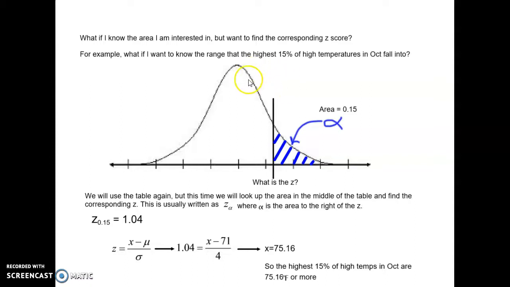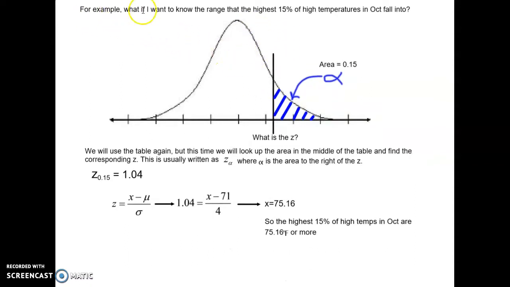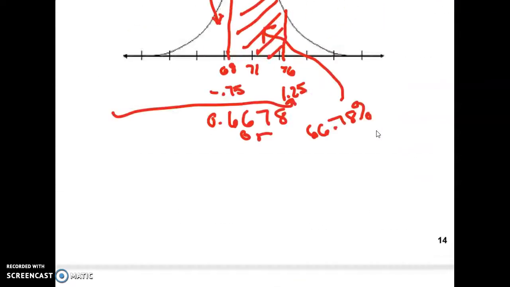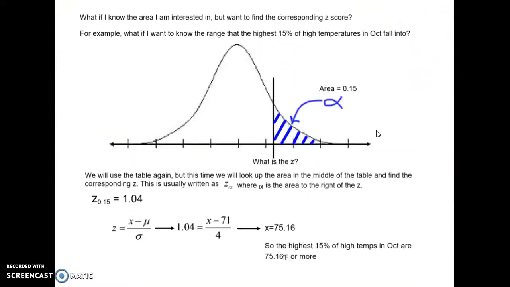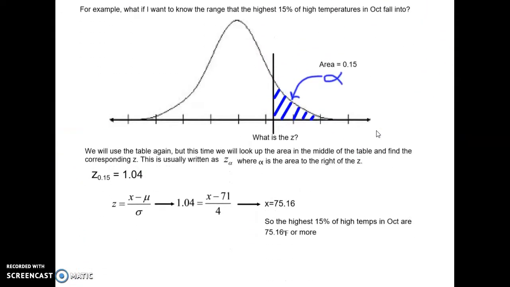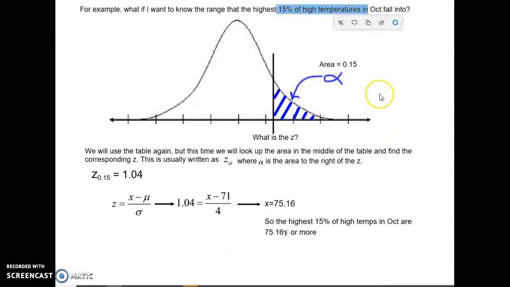If you look at this problem, it says, for example, what if I want to know the range that the highest 15% of temperatures fall in October? This is that same Bowling Green problem. We've worked a couple of these in the previous videos already. So the same mean, same standard deviation, and we're looking at the highest 15% of temperatures. As this problem depicts, this would be the top 15%.